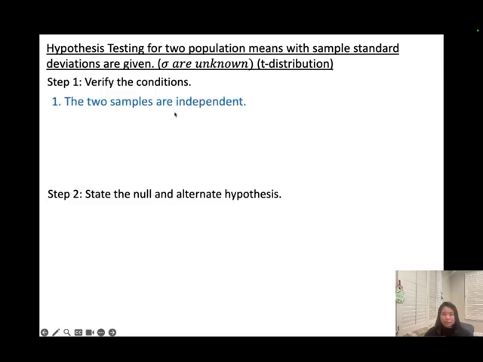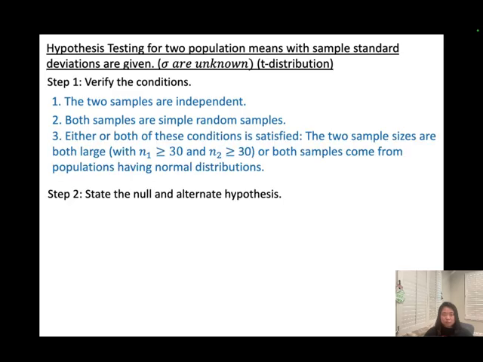Two samples are independent. So for population 1 and population 2, the samples have to be independent. And then both samples are simple random samples. Number 3, either or both of these conditions is satisfied. The two sample sizes are both large, so both sample sizes have to be greater than 30. Or both samples come from populations that have a normal distribution. If the given original population is normally distributed, we don't care about the sample size. Either or both of these conditions is satisfied.